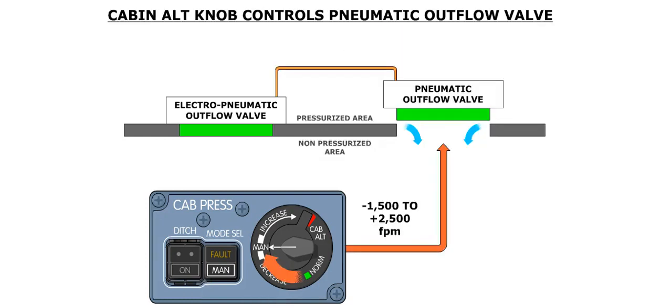Once in the manual mode, the cabin altitude knob is used to directly control the pneumatic outflow valve. The cabin altitude knob can select any rate of cabin change from negative 1,500 to positive 2,500 feet per minute.